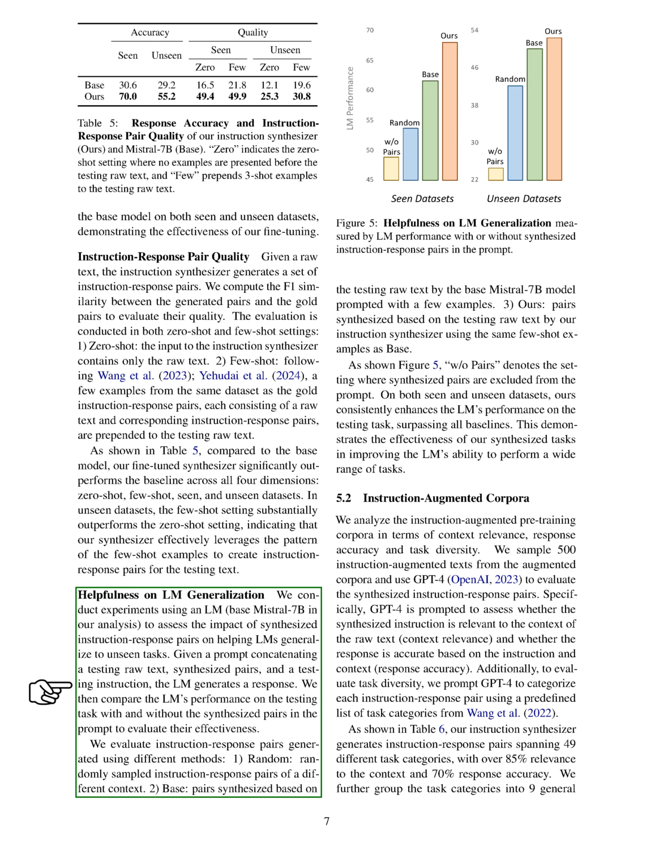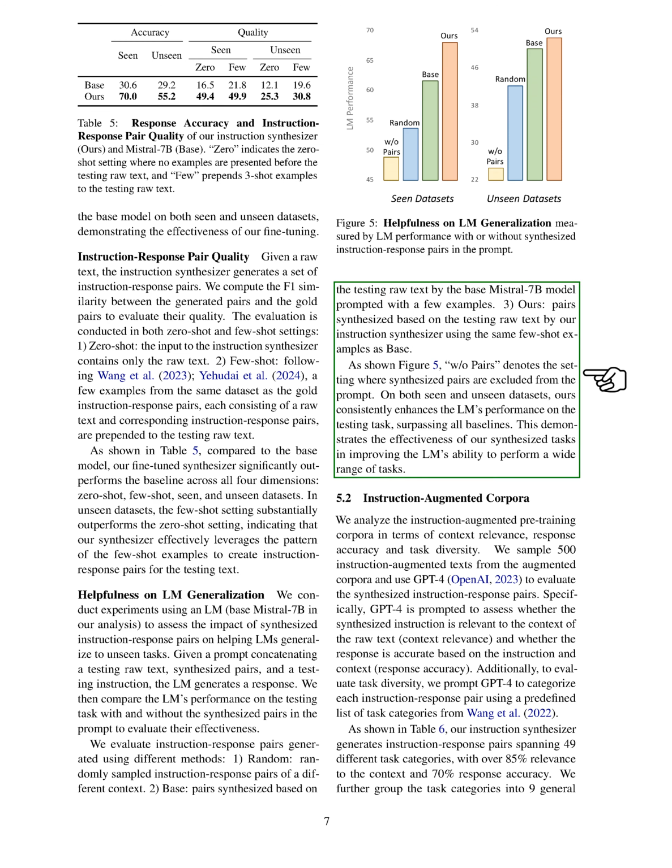Furthermore, we conduct experiments using an LM to evaluate the impact of synthesized instruction-response pairs on helping LMs generalize to unseen tasks. By comparing the LM's performance with and without the synthesized pairs in the prompt, we show that our synthesized tasks consistently enhance the LM's performance, surpassing all baselines on both seen and unseen datasets. This highlights the effectiveness of our synthesized tasks in improving the LM's ability to tackle a wide range of tasks.